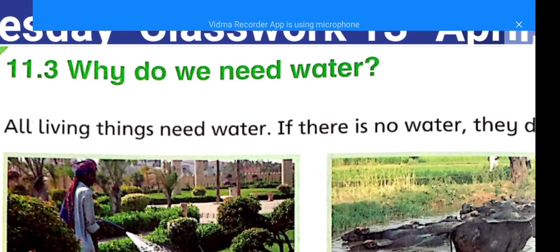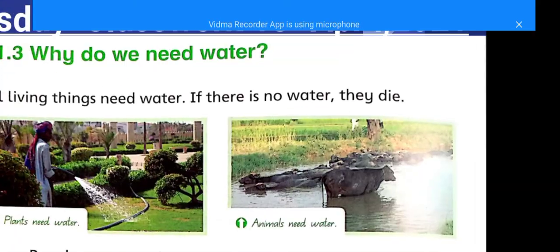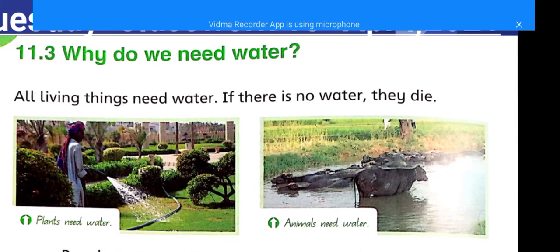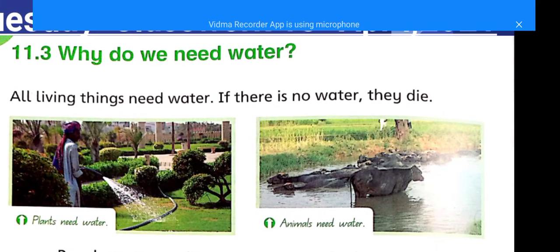So here now we are going to start reading our today's topic. So now let's start it. Please put your pencils under each word and you all will read with me. So now let's start our subtopic. Why do we need water? That is, for which purpose and in how many things we can use water.